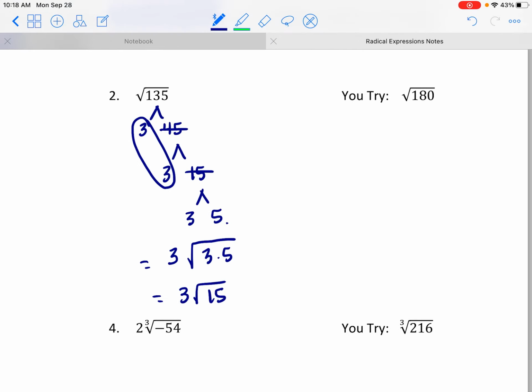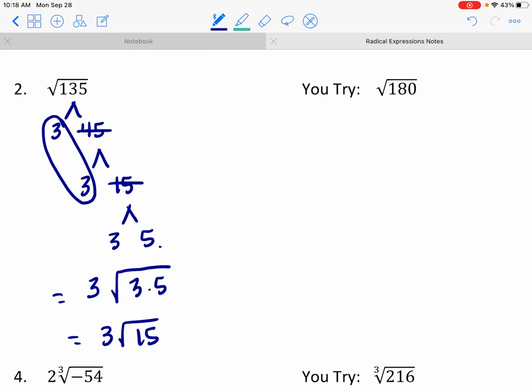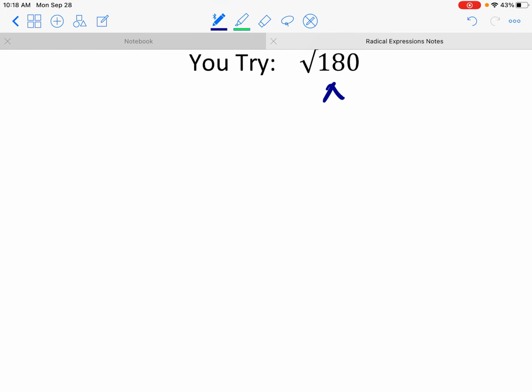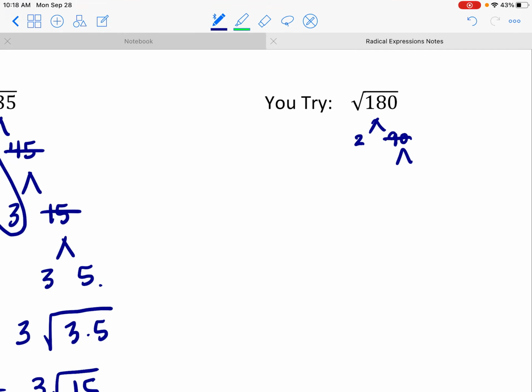Okay? And here's a good spot for you to try if you want to pause the video and give it a shot. Then let's see. 180 is even. 2 is going to go in 90 times. And then 90 is even. 2 is going to go in 45 times. And then we just dealt with 45 over there. 3 goes into it 15 times. And then 15 is 3 times 5.